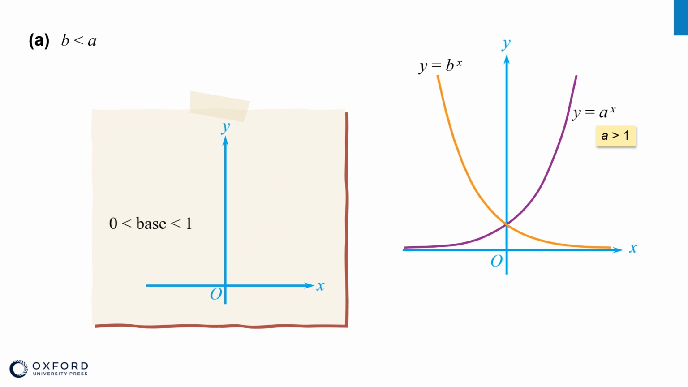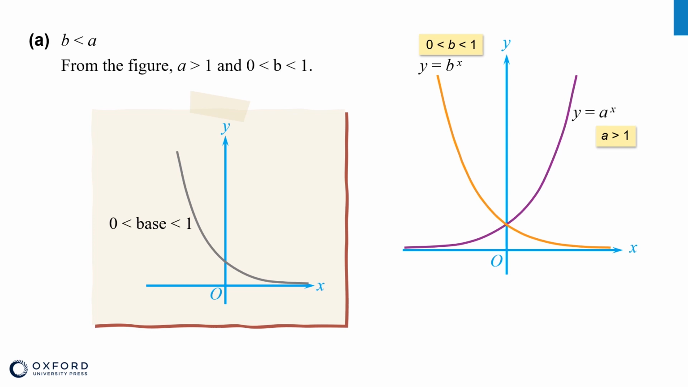On the contrary, if the base is between 0 and 1, for example 1/2 to the x, the graph is always sloping downwards. You must see that the graph of y equals b to the x shapes like this. So b is between 0 and 1. Now we've got a is greater than 1 and b is less than 1, so b is smaller than a.